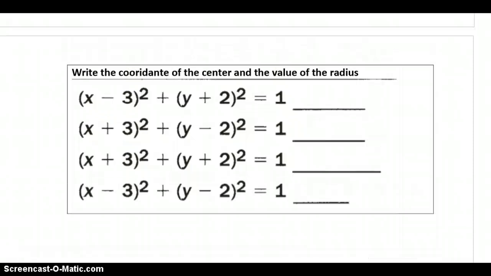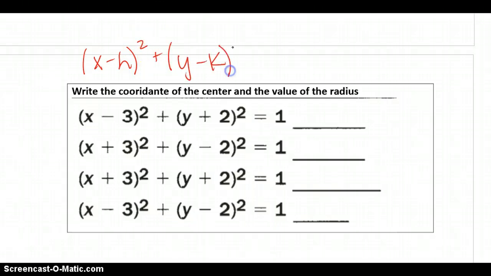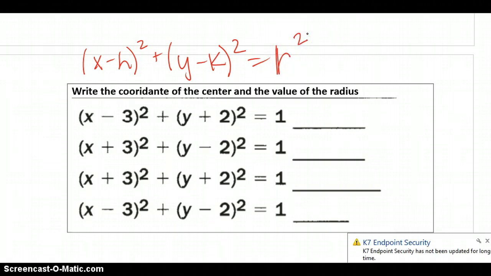Okay, so here it just wants us to give the center and the radius for each of these examples. I'm going to put my standard equation up here. It's (x minus h) squared plus (y minus k) squared equals... no, what's it equal? Not 1. Radius squared, r squared. So this just wants you to realize that in our generic standard formula, it's minus h and minus k.